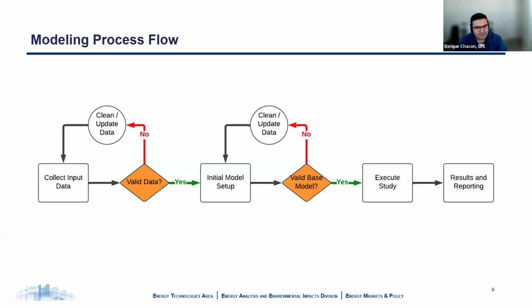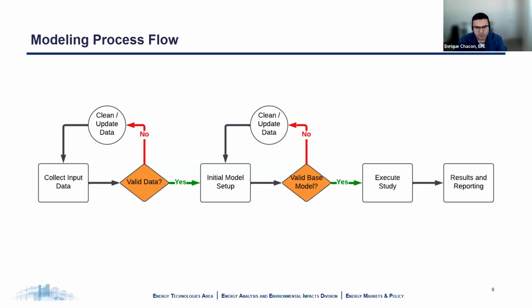Now, when we talk about data validity, some of the topics that come up: are there zeros? Are there nulls? When you look at the data, does something look abnormal? Are there significant outliers? Those are the sort of things that you would consider when you're seeking to validate data. Assuming that your data is great, then you can move over to the initial model setup. That's where you take the input data and place it into the power simulation model. And when you first run it, the question here is: is the base case model valid?